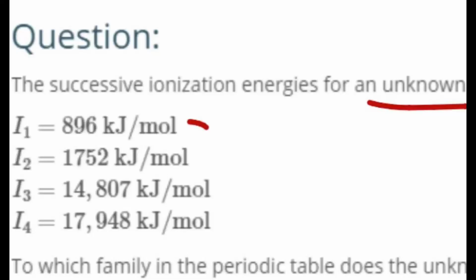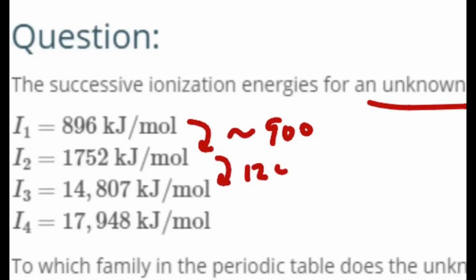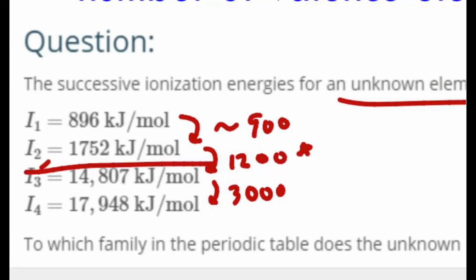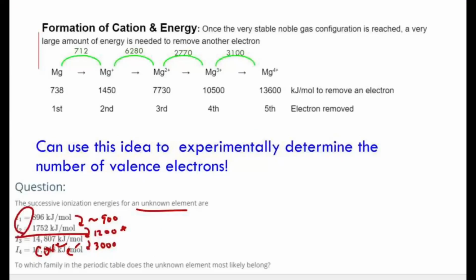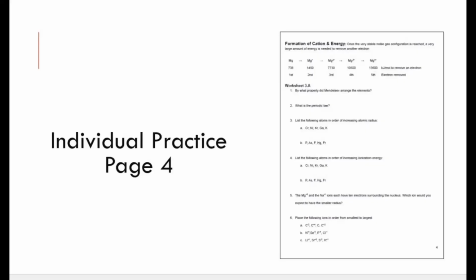Well, here we can see that we went up by around 900, and then we went up by like 1,200. Even this jump only went up by like 3,000. So because that second jump, from the second to the third ionization energy, was so big, that tells us this just had 2 valence electrons. Everything else was core electrons, which means it has 2 valence electrons. This element is going to belong to that alkaline earth metal family, just like the magnesium did up above. So I think it's cool. And like I said, it's the same chemistry. We'll just take it a little bit farther in AP.